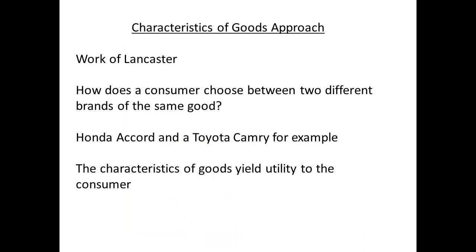Rather more useful is an idea by Lancaster. What happens when a consumer is choosing between two brands of the same good? There are many models of automobile. How does the consumer choose? The Honda Accord and Toyota Camry compete in the same market, and the consumer must choose. Lancaster simply proposed that goods have characteristics, and that the consumer makes a choice based on a collection of characteristics. So, if we apply this to our earlier ideas, the consumer is attempting to maximize the utility derived from the characteristics of the goods rather than from the goods themselves.